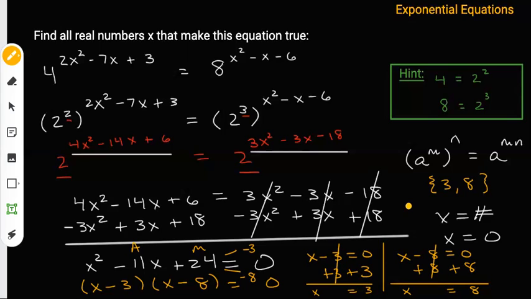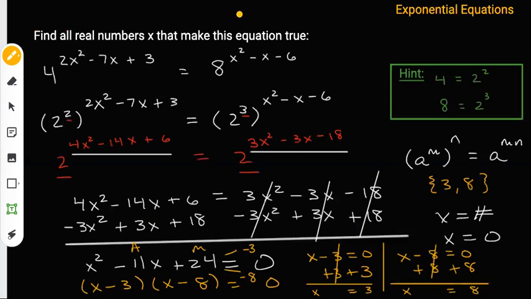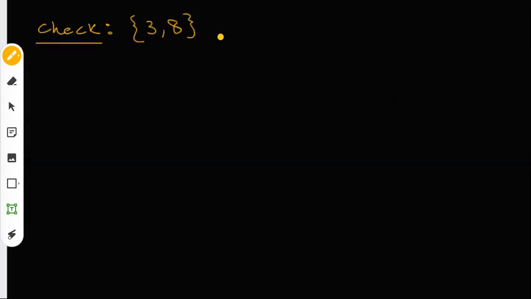Now I'm going to check both of those to make sure that they work. Which means I'm going to plug both of them in and see if they work in the original problem. Okay. So my two numbers were 3 and 8, right? Yes, 3 and 8. And I want to plug them both into the original.